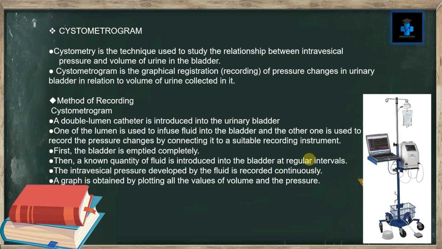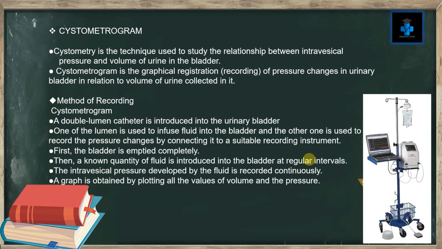Cystometry is the technique used to study the relationship between intravesical pressure and volume of urine in the bladder. Cystometrogram is the graphical registration of pressure changes in the urinary bladder in relation to the volume of urine collected in it.